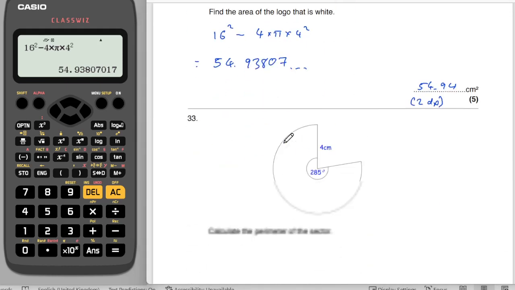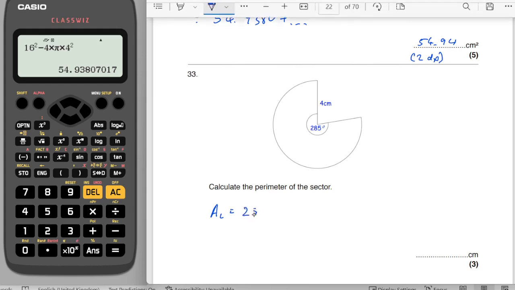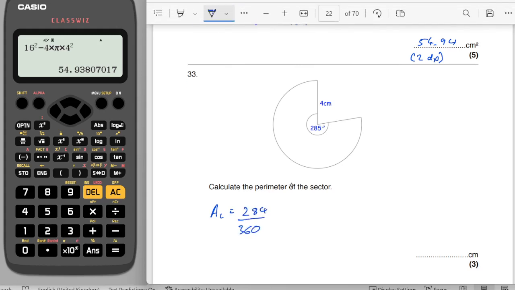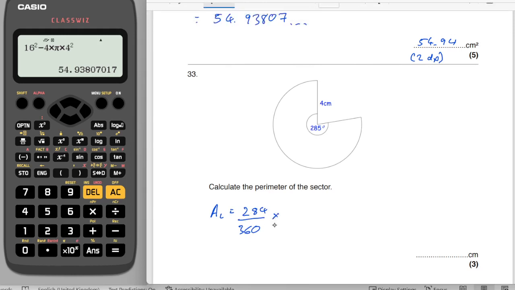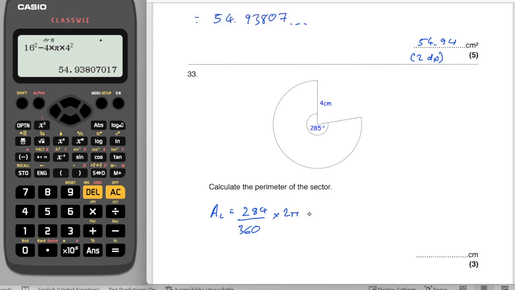Okay, question 33. Calculate the perimeter of the sector. So the perimeter of the sector, first of all, I'm going to work out the arc length. So the arc length I'm going to call AL. The arc length is going to be equal to 284 divided by 360, so the fraction of the circle that we've got, times the circumference of a circle, which is 2 pi r. So 2 times pi times 4. So in effect, now I'll work that out first of all.